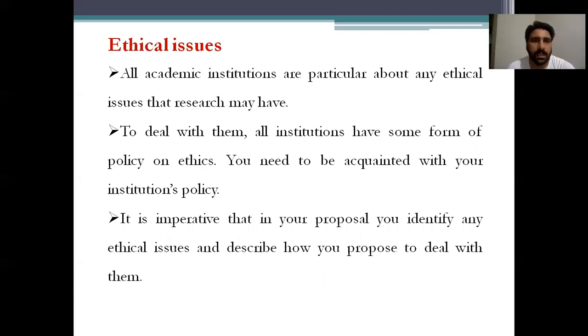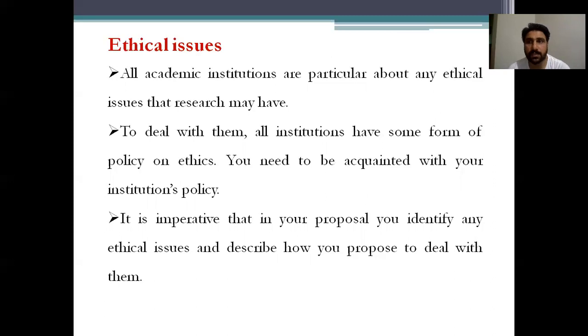Ethical issues. All academic institutions are particular about any ethical issues that research might have. To deal with them, all institutions have some form of policy on ethics. For example, in our university, we have an ethical review committee which analyzes the possible ethical issues with the submitted work, if your research work involves some related issues. For example, you are going to contact the participants or patients of a study, for example in microbiological sciences, then you need to ensure how you are going to ensure their privacy, the confidentiality of the work, and how you're going to treat them, the ethical treatment.